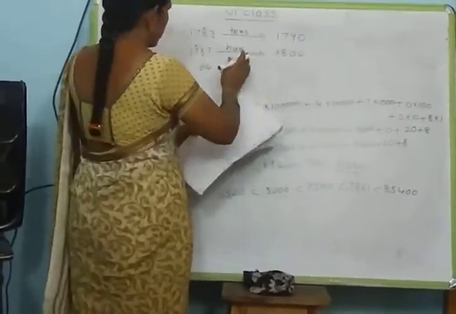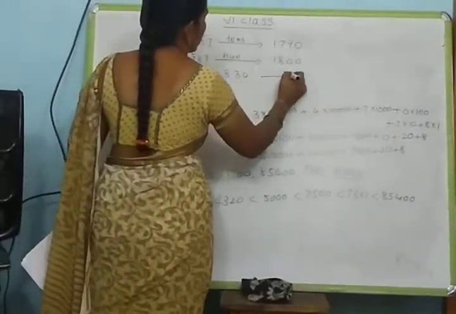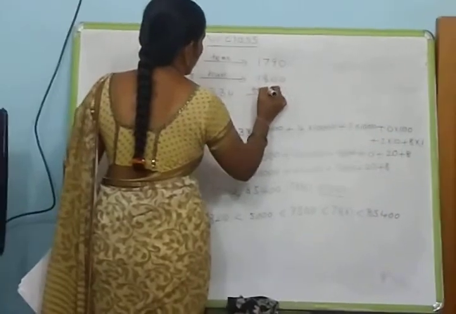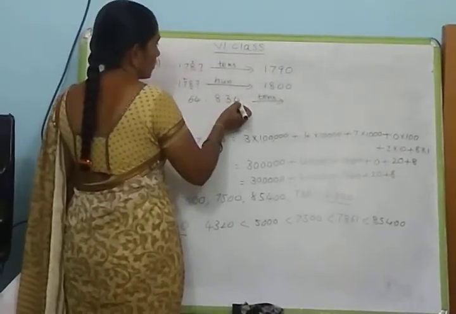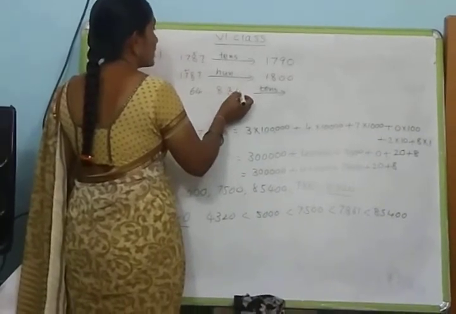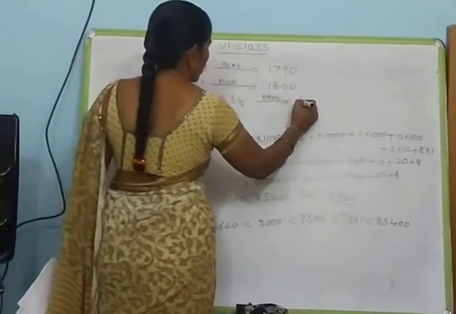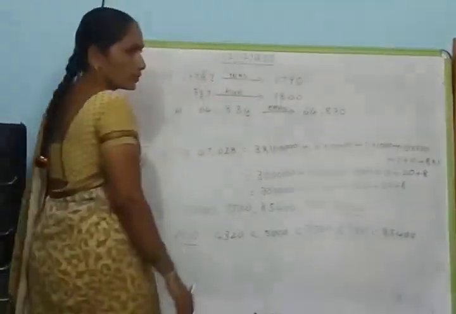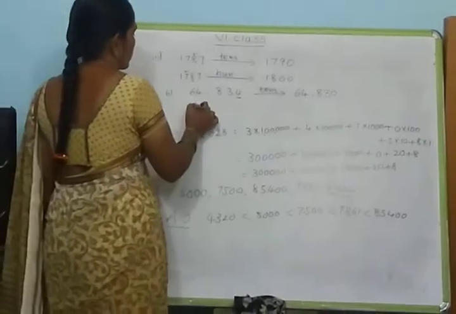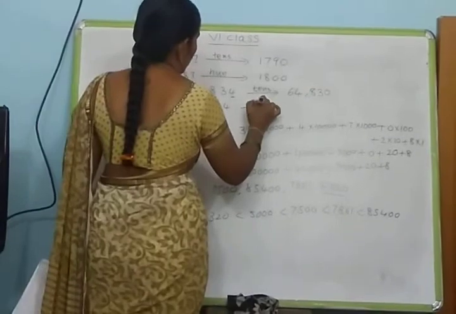In that, next number 64,834. If you round off this number to the tens place, you have to see the ones place. Here the ones place is 4. It is less than 5. No need to add to the tens place, right? As it is, make the ones place 0. So what you will get? 64,830.